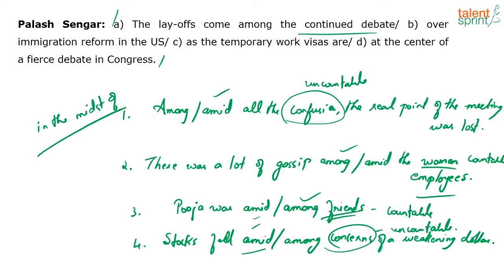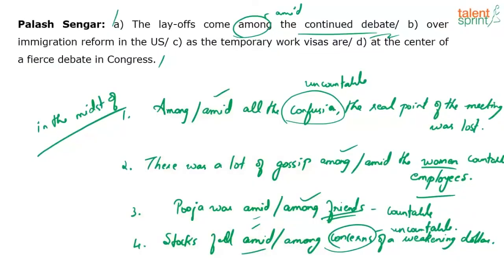So what I'm basically saying is, usually the meaning could be the same in a lot of contexts. Amid and among can have the same meaning in a lot of contexts, representing surrounded by, or in the midst of, or in the middle of. So, in the given context, we're talking about continued debate. Debate cannot be counted, it's uncountable. So, I will change among to amid. The layoffs come amid the continued debate over immigration reform in the US as the temporary work.